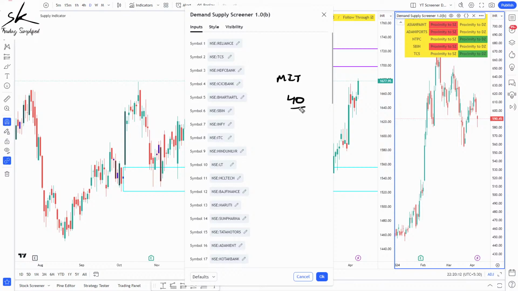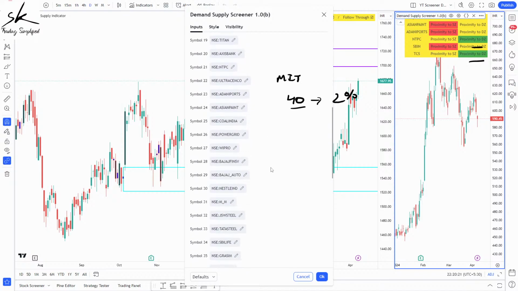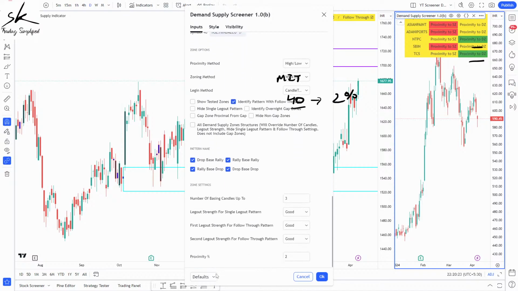I just want to know that out of these 40 stocks, which symbols are within 2% of a demand area or within 2% of a supply area, right? So you can see if I go down, here I've given my proximity range as 2%. So what it has done for me is that instead of me scrolling through all those 40 symbols and finding which ones are close to demand or supply area, it just gave me a list of 3 symbols close to supply, 2 symbols close to demand.